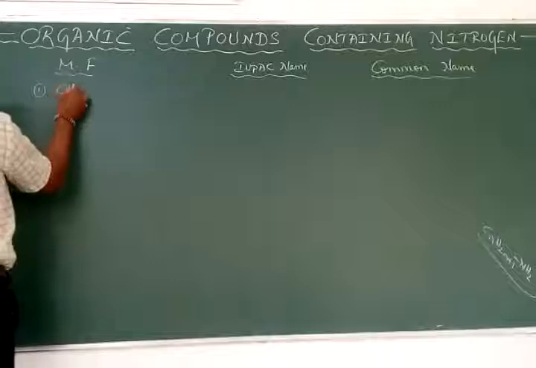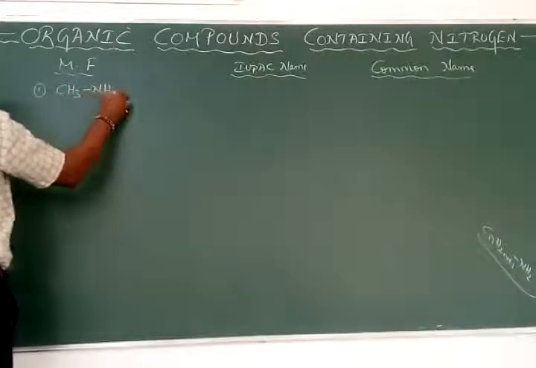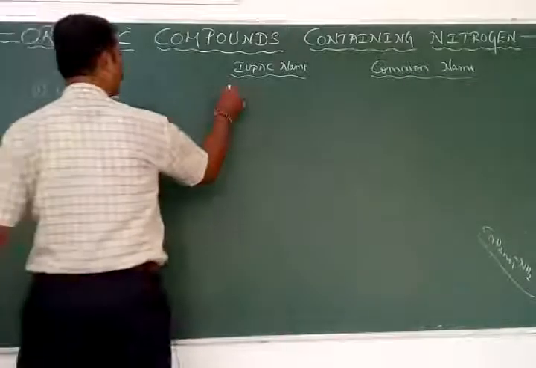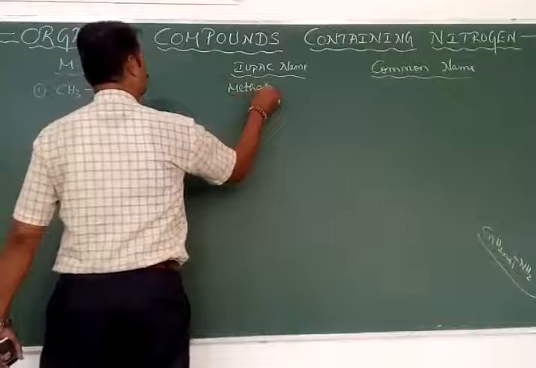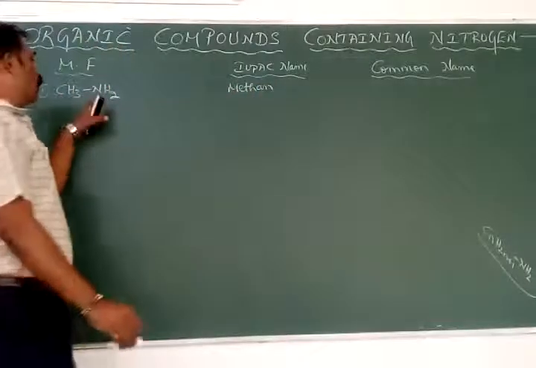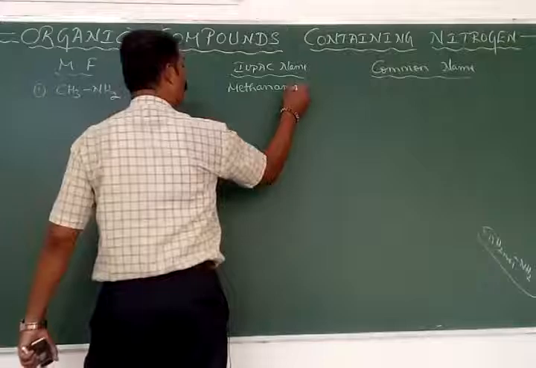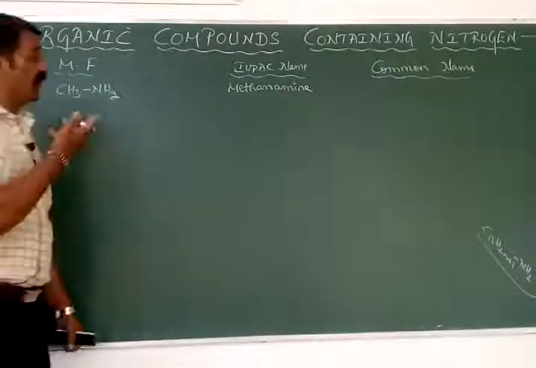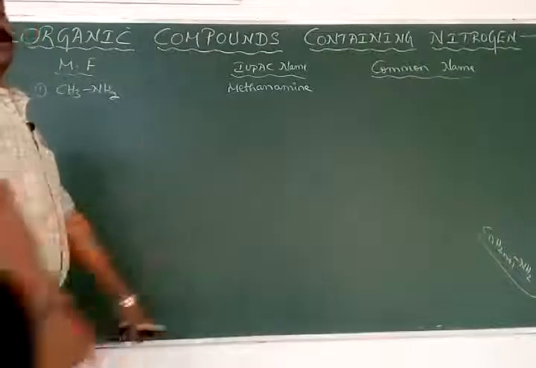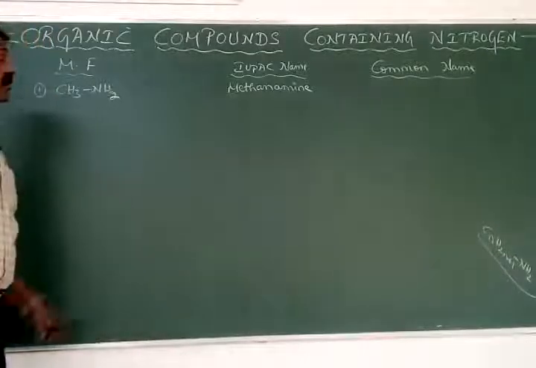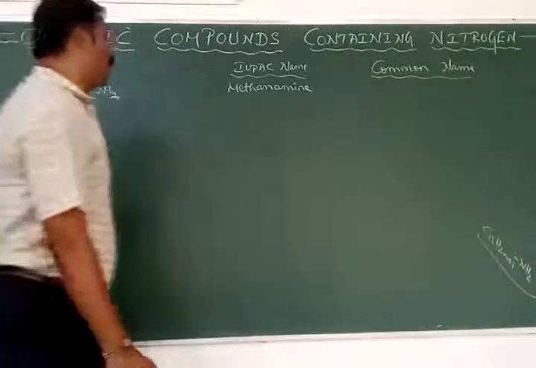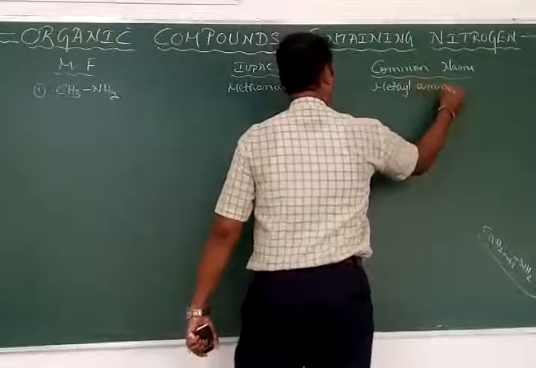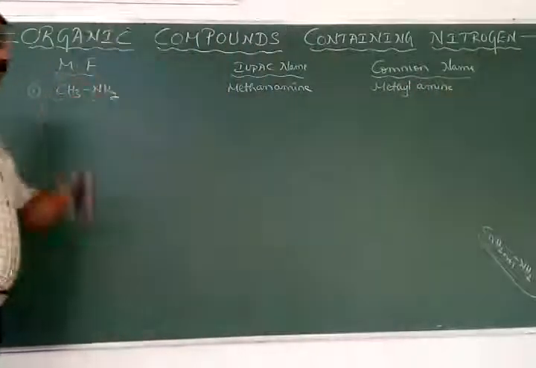If I put n equal to 1, then it becomes CH3NH2. What's the root word here? Meth. Saturated means an. The functional group is amine, the suffix itself is amine, and the position is 1, because the number of carbon atoms is 1. Means the name is methan-1-amine, or simply methanamine. And in the common system it is named as alkylamine. Which is the alkyl group here? It is methyl. Therefore it is called methylamine.